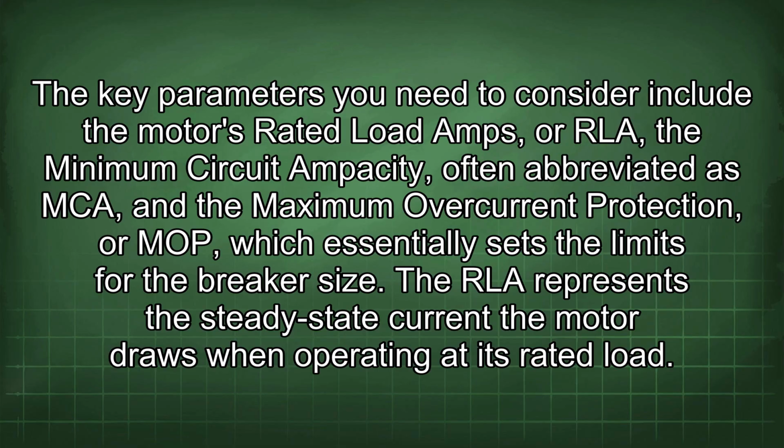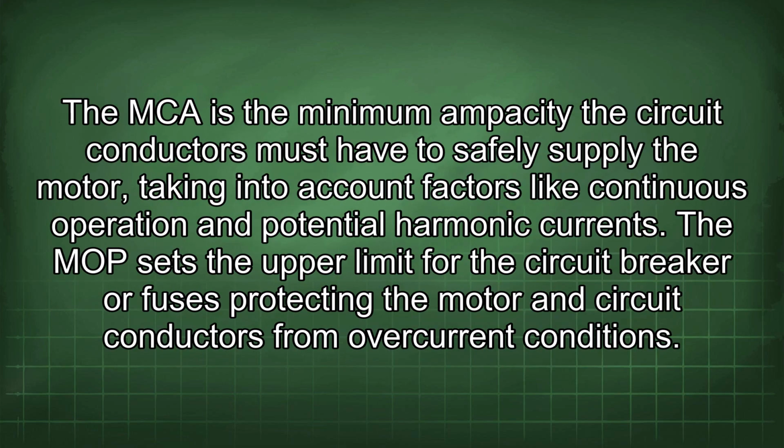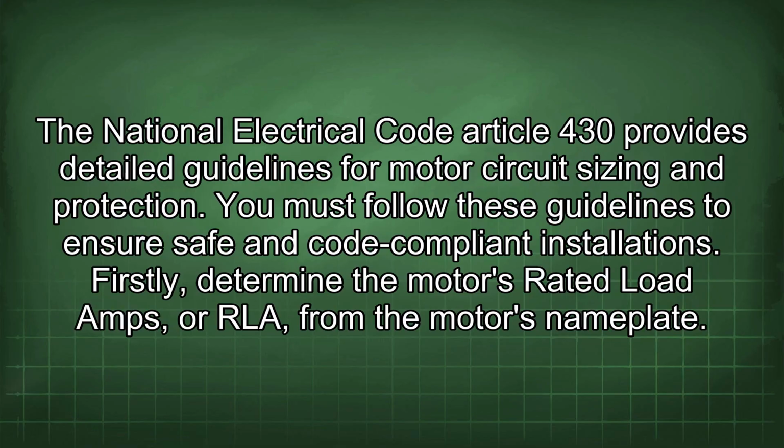The RLA represents the steady-state current the motor draws when operating at its rated load. The MCA is the minimum ampacity the circuit conductors must have to safely supply the motor, taking into account factors like continuous operation and potential harmonic currents. The MOP sets the upper limit for the circuit breaker or fuses, protecting the motor and circuit conductors from overcurrent conditions. The National Electrical Code Article 430 provides detailed guidelines for motor circuit sizing and protection. You must follow these guidelines to ensure safe and code-compliant installations.